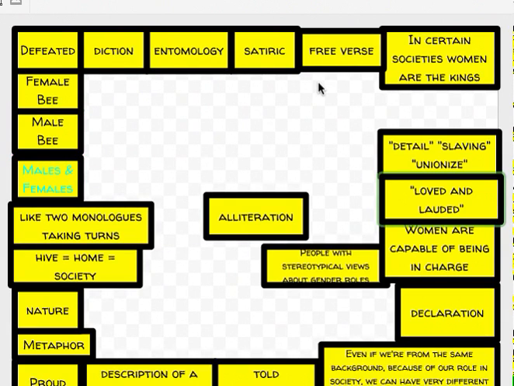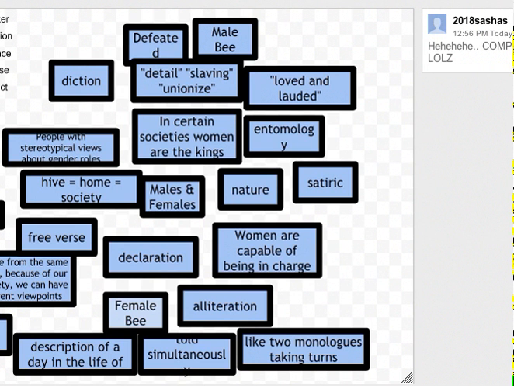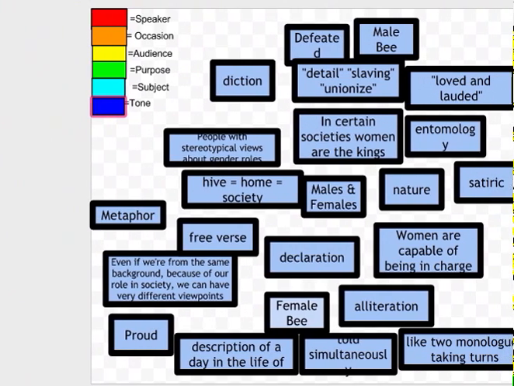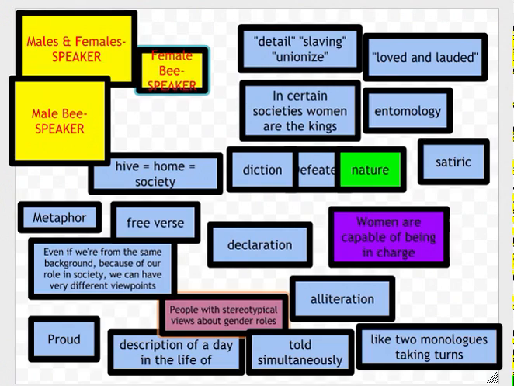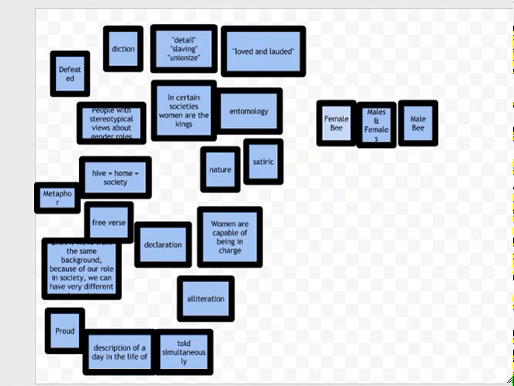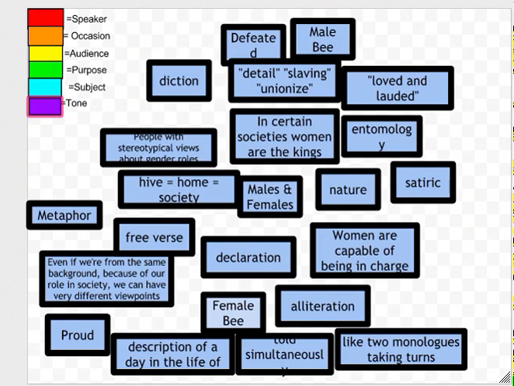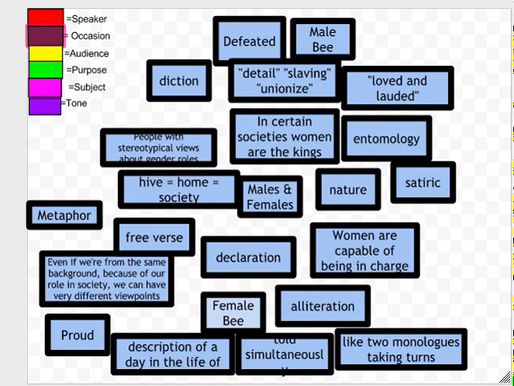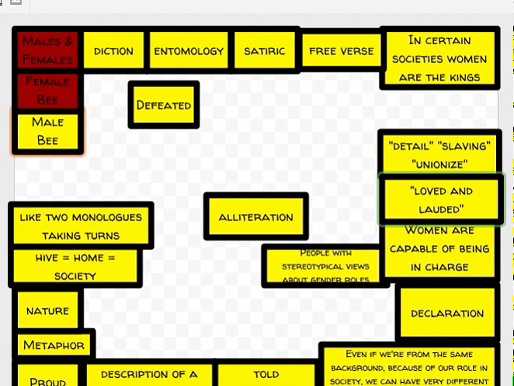Whoa, this looks kind of cool, but it's all yellow. Who's making this cool rainbow? Yeah? I like that. I like this font.